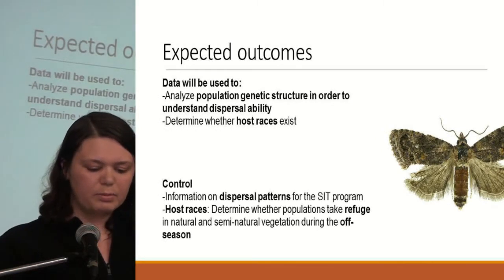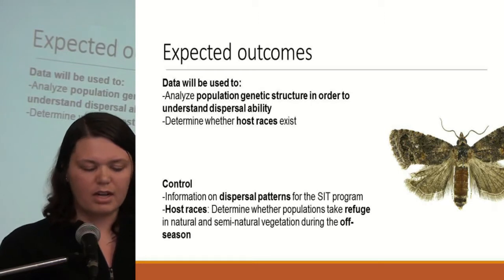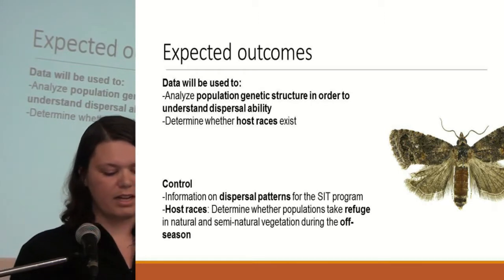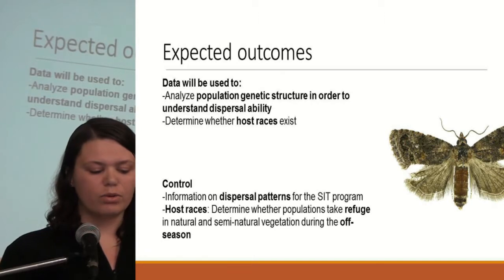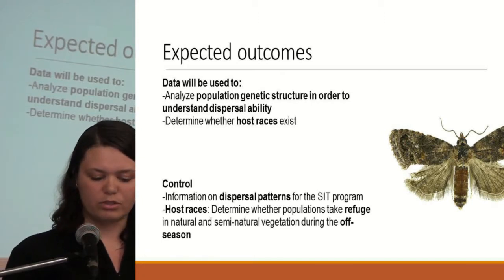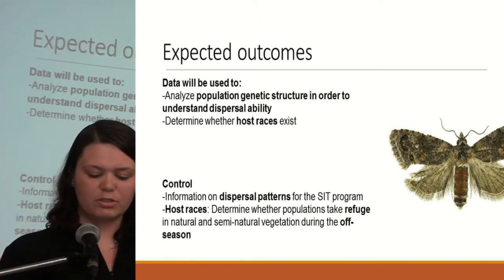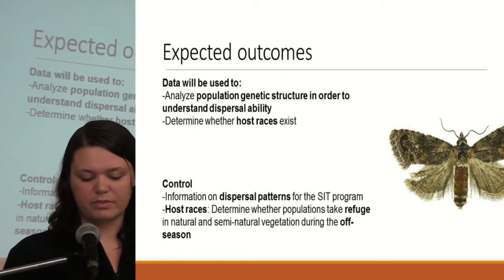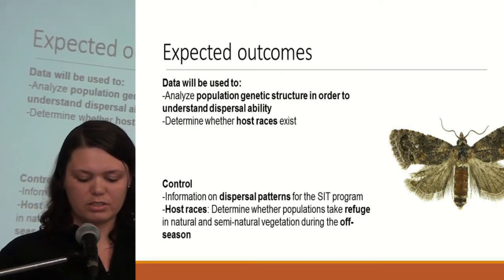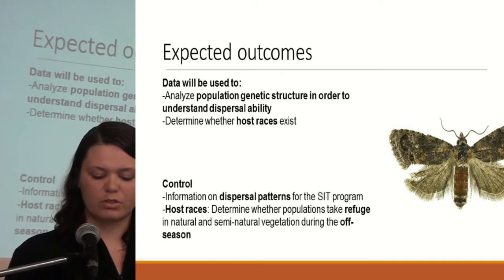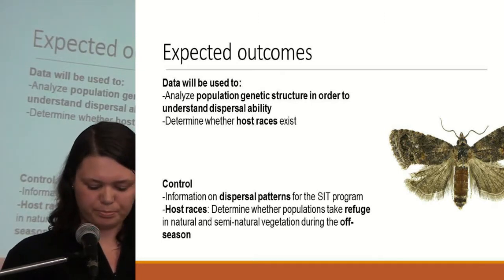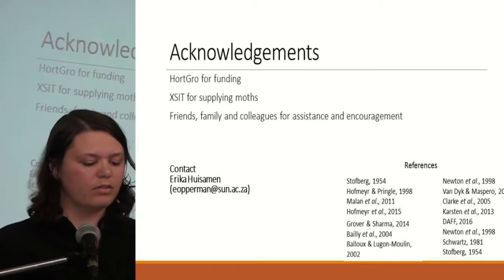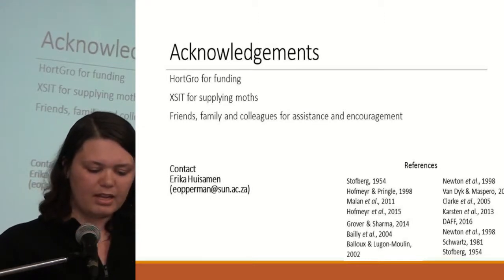Right, so the expected outcomes: the data will be used to analyze population genetic structure in order to understand dispersal ability better, and it will also be used to determine whether host races exist. This will aid in control measures, as we will have information on dispersal patterns for the SIT program, and we will know whether host races exist within FCM in order to determine whether populations take refuge in natural and semi-natural vegetation during the off-season.